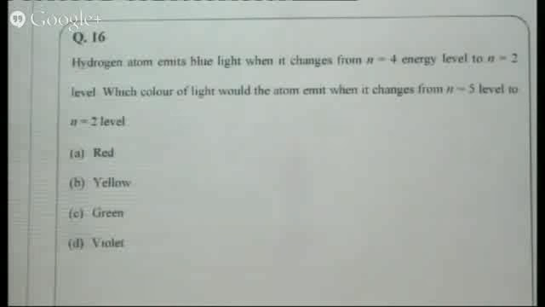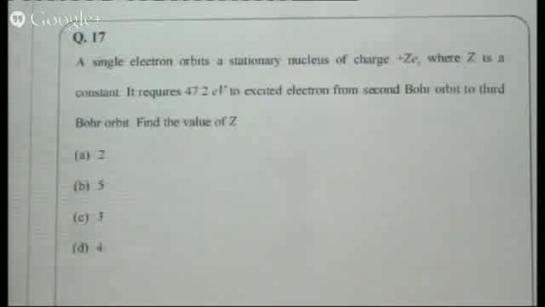So in entrance exam you can also have questions like this. Clear? Next slide. Have a look at this. A single electron orbits in a stationary nucleus of charge Z. It requires 47.2 electron volts to excite electron from the second to the third Bohr orbit. What is the value of Z?